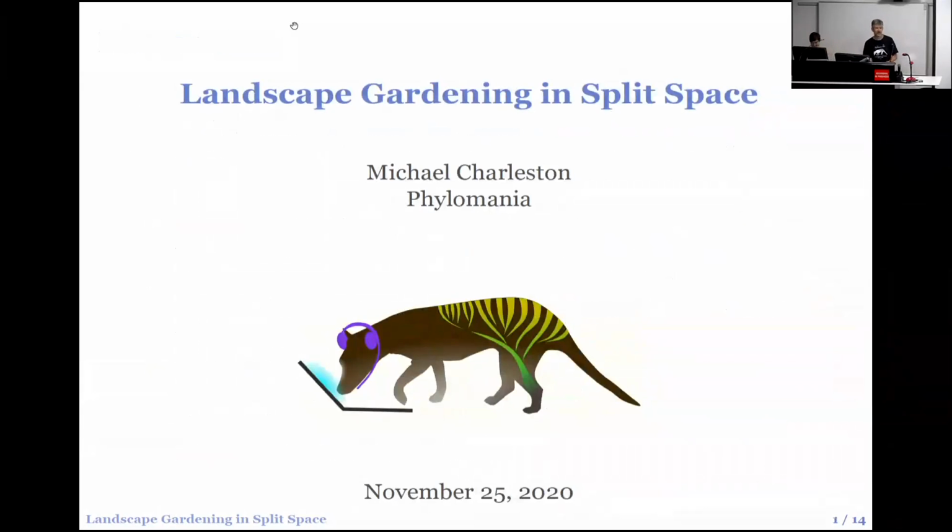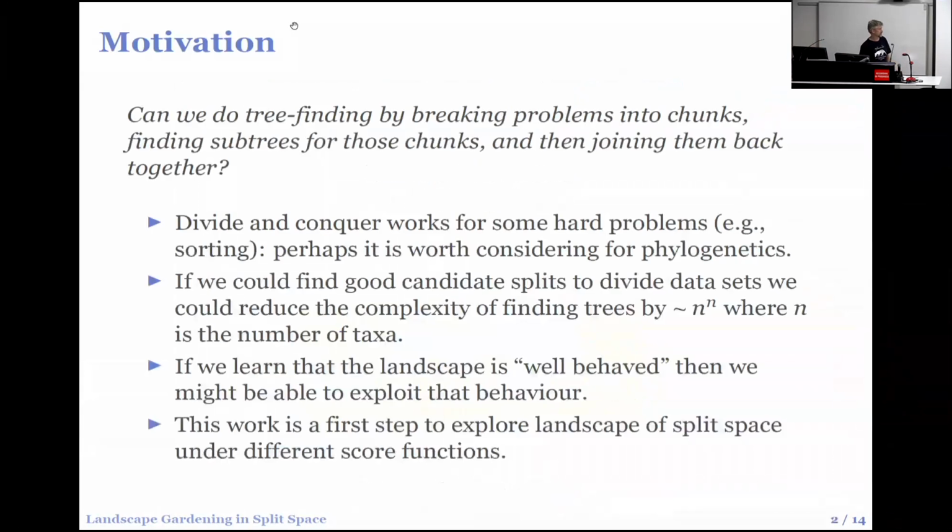Fabulous. Right. Hi, everyone. Lovely to be here in Hobart, and it's lovely to see everybody's faces again, some familiar faces. I'm going to talk about landscapes in split space, not actually very much gardening. I'm just a little bit obsessed with my garden at the moment. But anyway, so splits we now know about, which is great, and we know a little bit about trees.